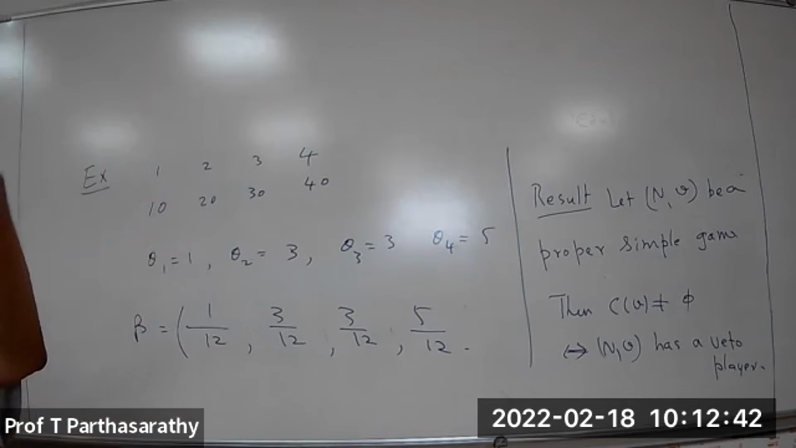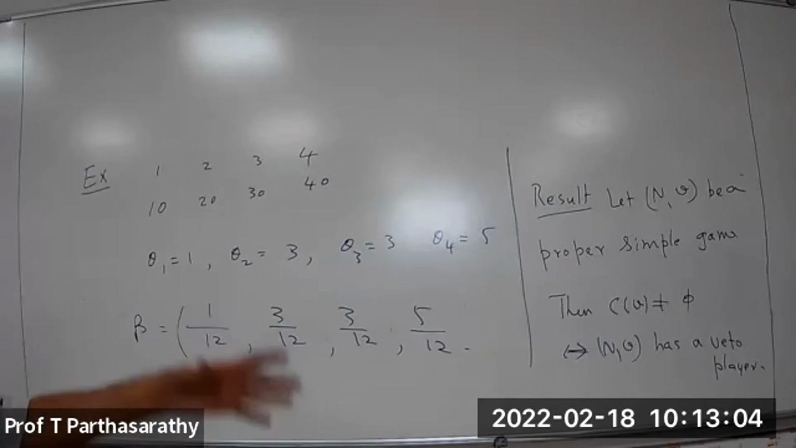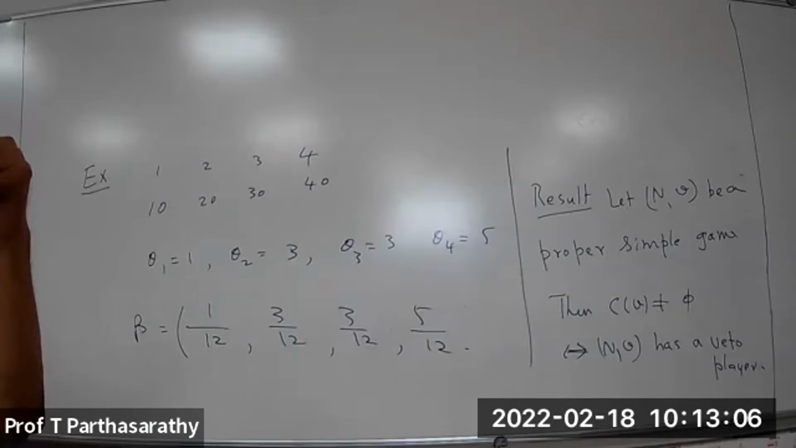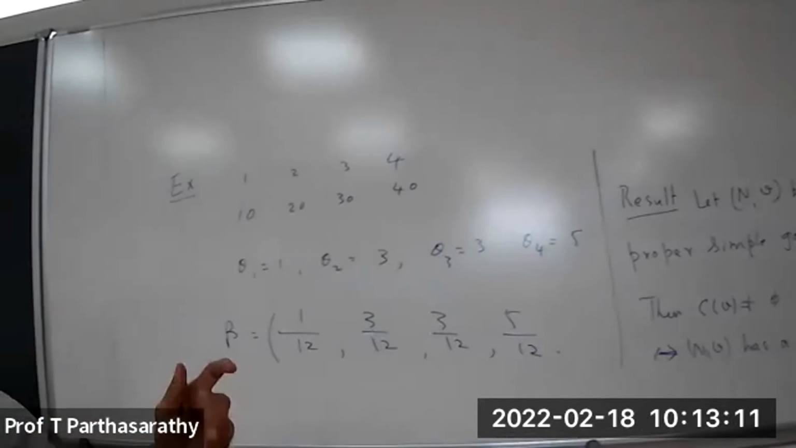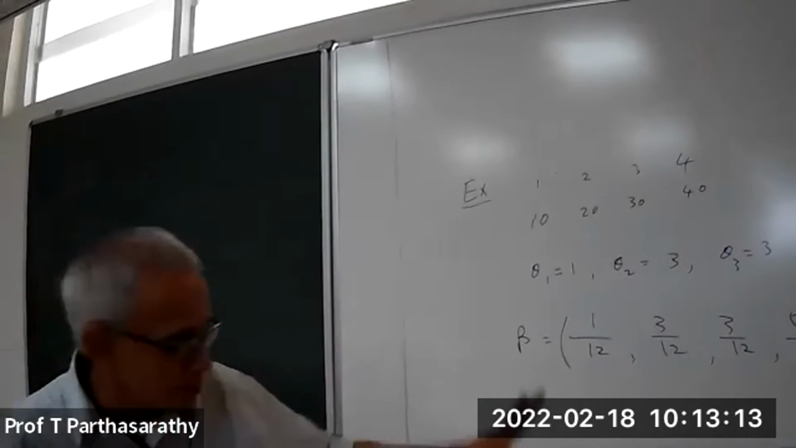Let me recall the definition of veto. Call player I a veto player if you remove that player from any coalition, that is losing. Like the Security Council, there are 5 players who are veto players. If any one of them opposes, nothing happens. So that is the interpretation. So the core which I defined yesterday will be non-empty if and only if the game has at least one veto. Okay, so these are the 2 things.